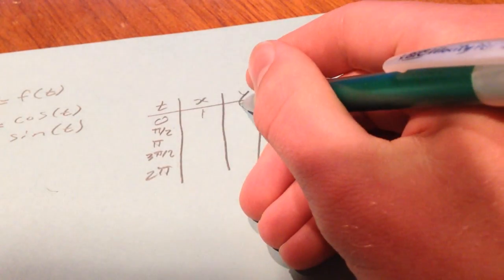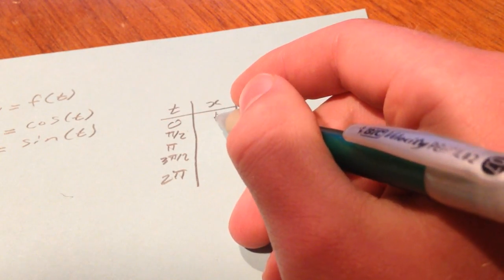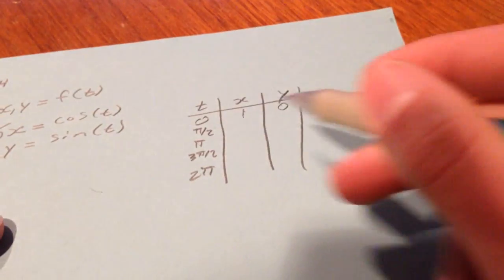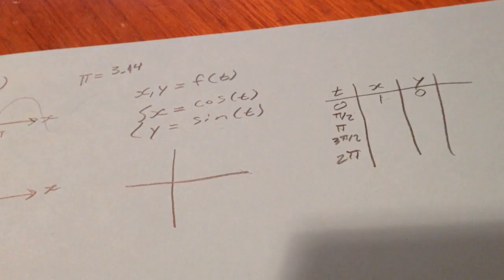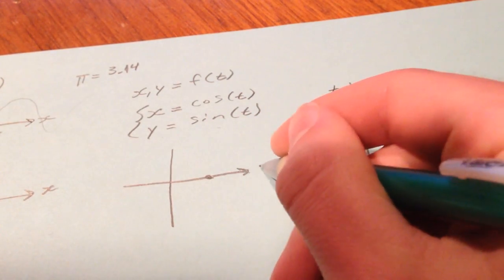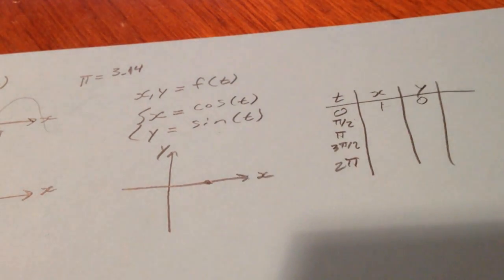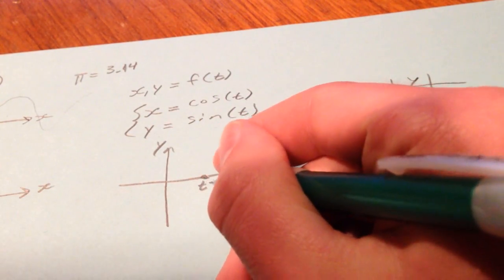So when t equals 0 in our parametric equation, we get the point 1, 0. If we want to plot our parametric curve here, our first point is going to be at 1 and 0, where this is x and that's y. So that's our first point, and this point occurs when t is equal to 0.